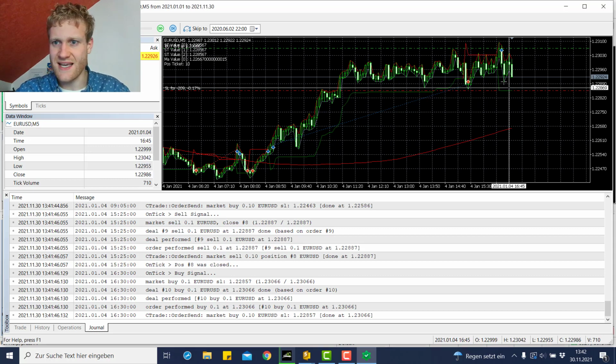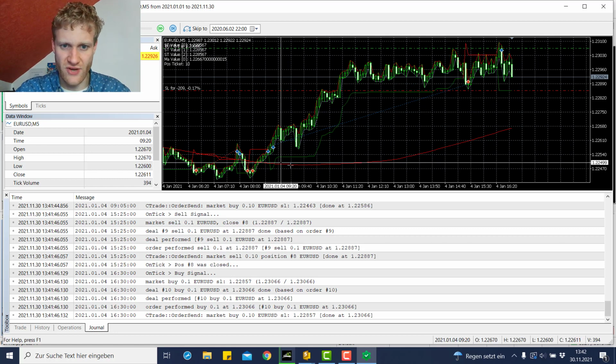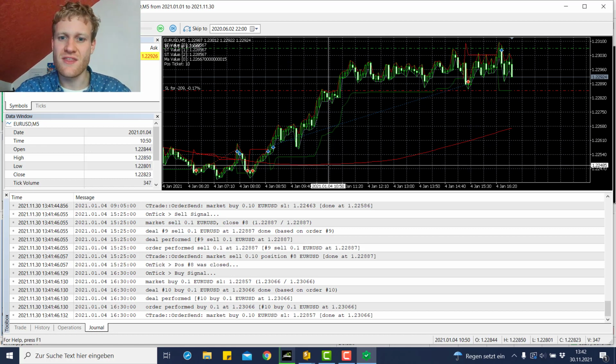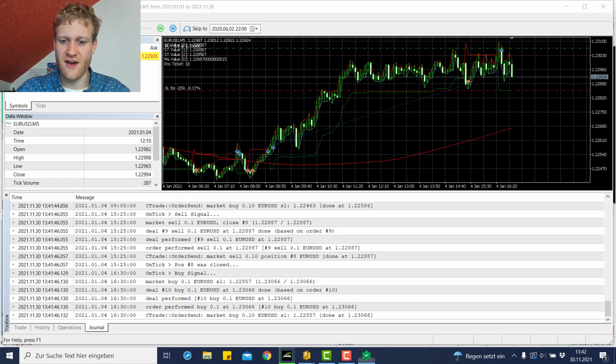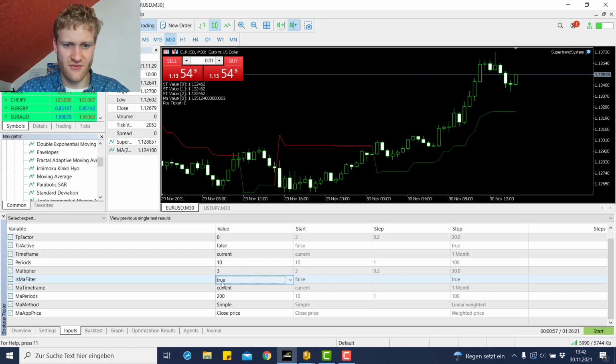You can see in this case there was no sell trade opened because we use this moving average filter that you can see here. This is an option in this expert advisor that we can turn on or off. In this case it was turned on, but I want to start a backtest without using this filter first.